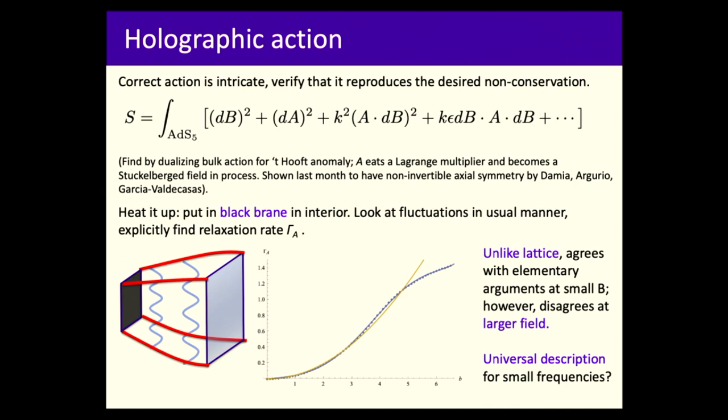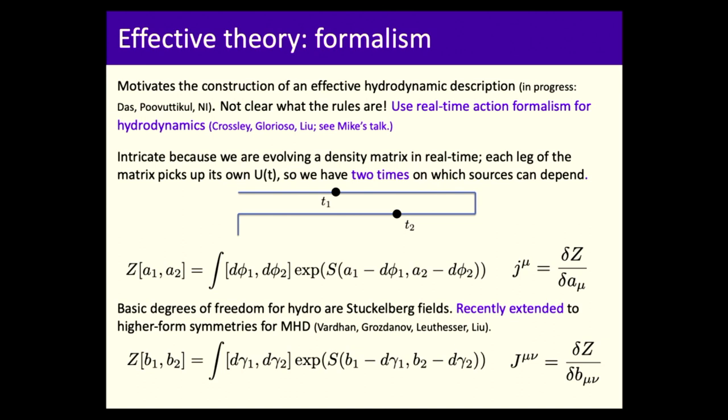At small b, this is quadratic. And in fact, the coefficient of the quadratic part does agree with the elementary physics arguments, provided you identify things in the appropriate manner. This is not what the lattice people find. The lattice people found that it just did not agree with this. We don't find that discrepancy. Afterwards, I'm happy to talk about why I think these two things are different. But what this suggests is that there should maybe be some universal description, at least at small b fields. And so what we are trying to do now is construct that universal description.